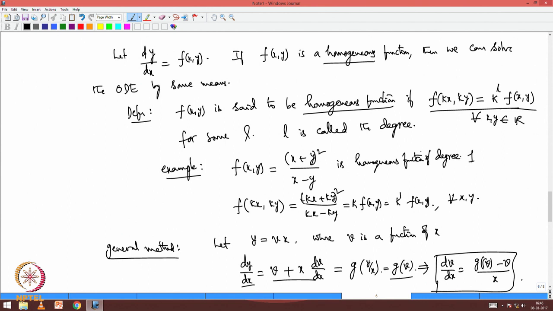So, whenever you have a function f of x, y which is a homogeneous function, by this transformation you can reduce it to an ordinary differential equation in which variables are separated. Then we proceed the same way. You know how to solve this equation. Once you solve it, you replace v with y by x, which will give you the actual solution y of x.